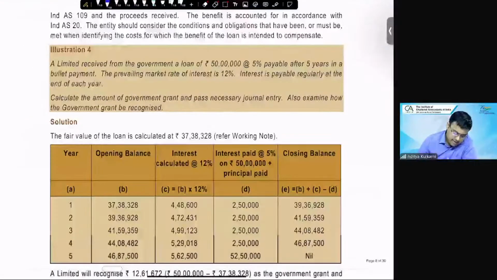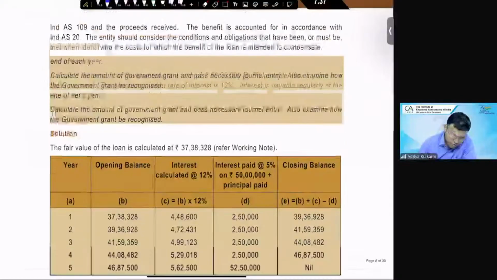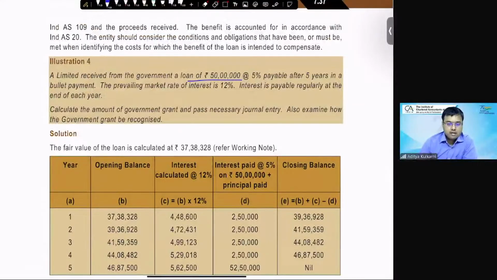A Limited received from the government a loan of 50 lakhs at 5% payable after 5 years in a bullet payment. Bullet payment means a single shot payment at the end of the tenure. The prevailing market rate of interest is 12%. So a 12% loan is given at 5%. Interest is payable regularly at the end of each year.